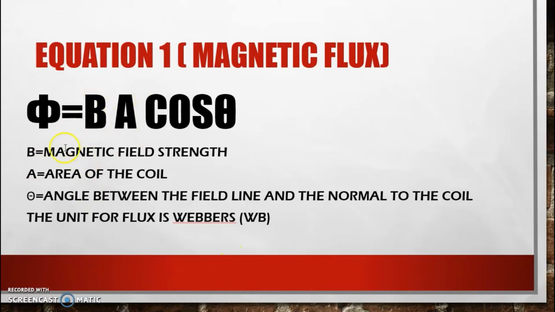And the B represents the magnetic field strength. A represents the area of the coil that is connected to the power source, and the cos theta is the angle between the field lines and the normal to the coil.